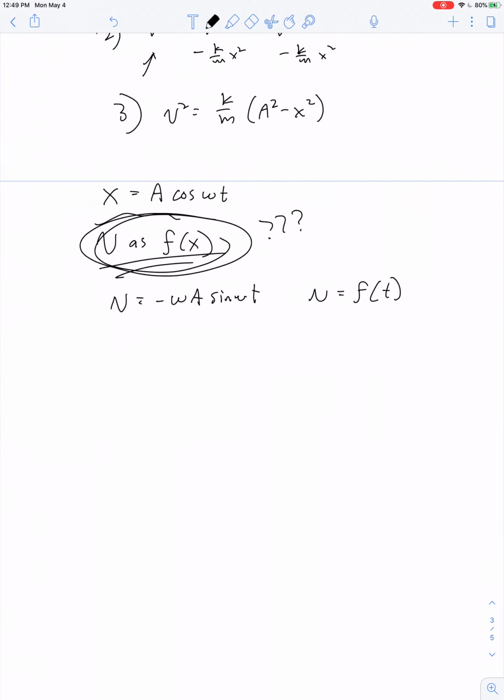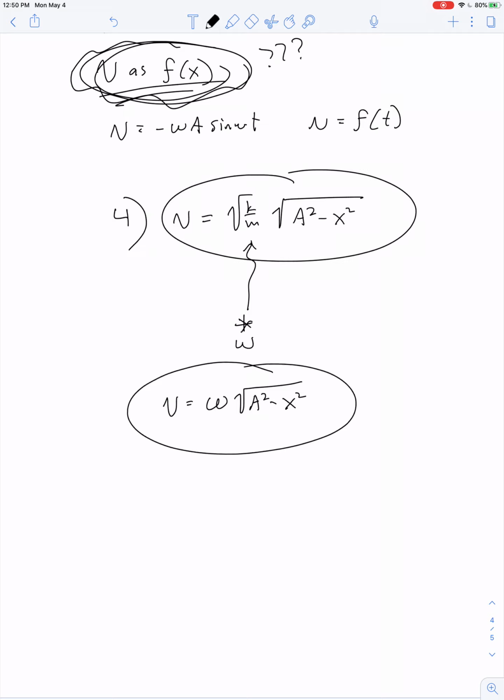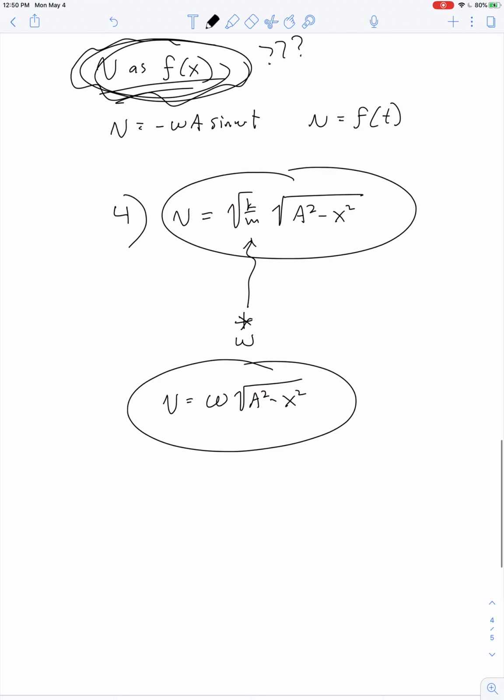So we're almost there. In step 4, we get an equation by just taking the square root of both sides, and we get v is equal to the square root of k over m times the square root of a squared minus x squared. Or if you prefer, you might notice this. You know what the square root of k over m is. That's the value of omega, the angular frequency for the mass on the spring. So you can say v equals omega times the square root of a squared minus x squared. So either expression is equivalent for describing velocity, not as a function of time, but as a function of position.